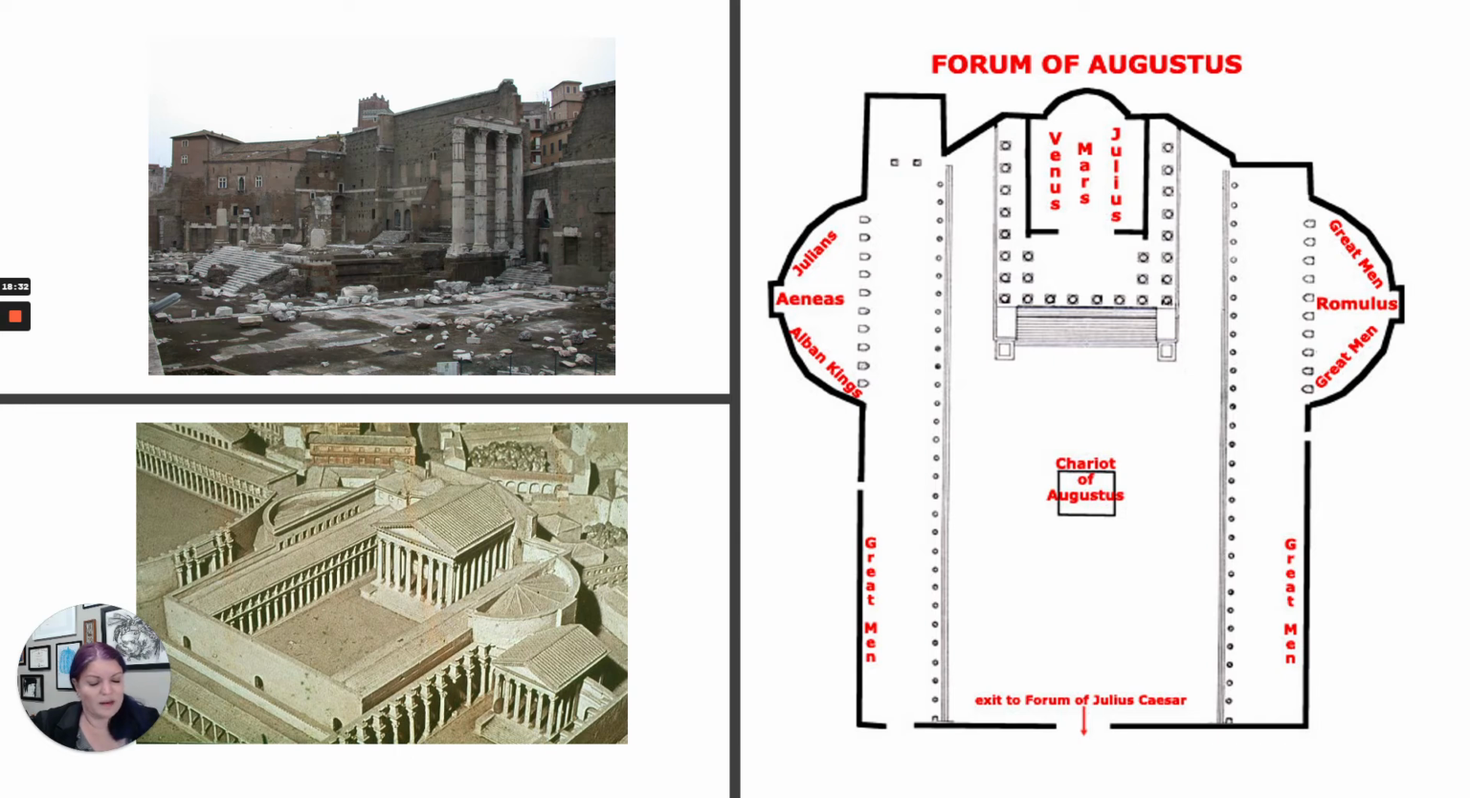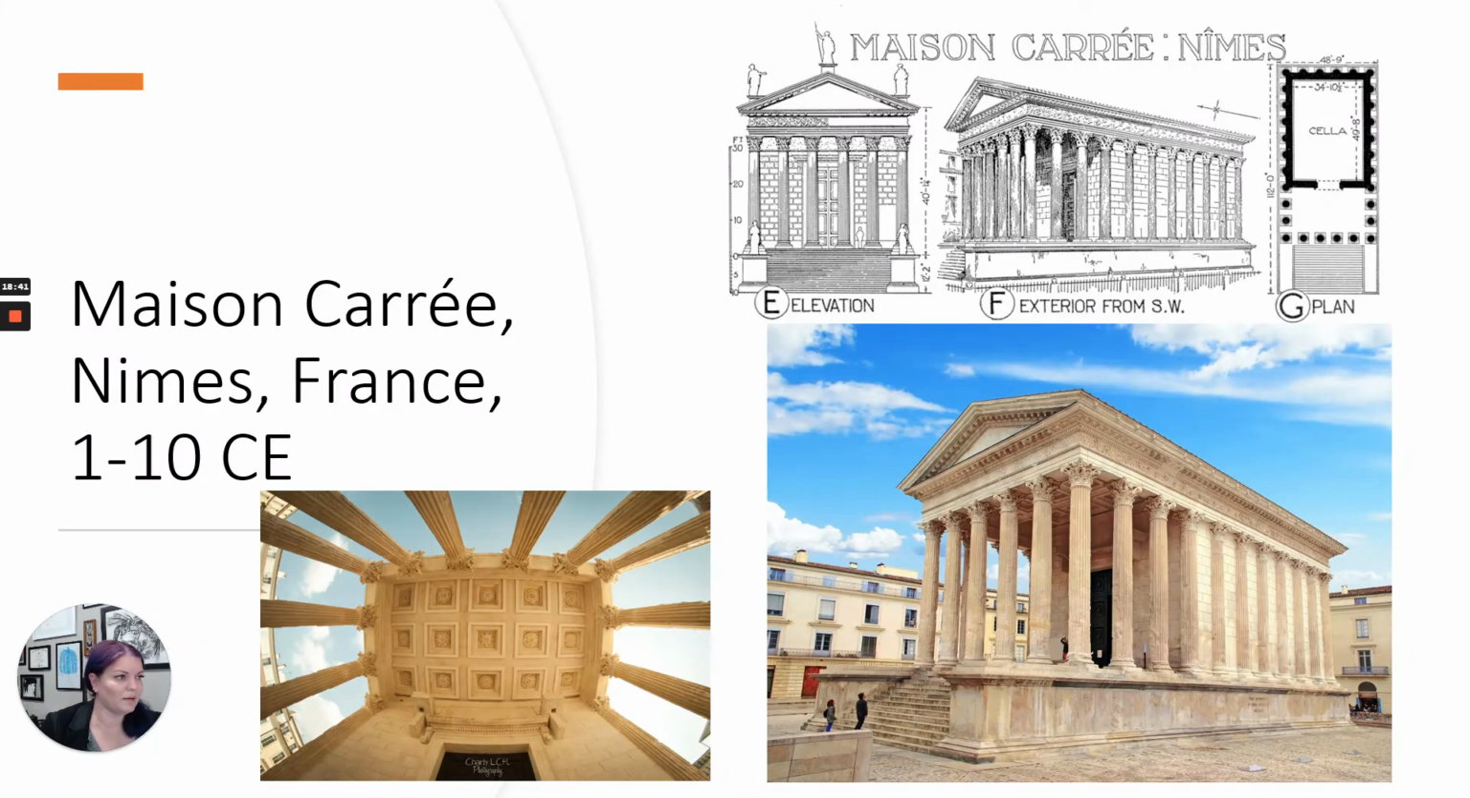It's in ruins today. You can see what's left of it in the image in the upper left corner here, but many of the people who worked on it also worked on this structure in France. So France is part of Rome at this time, and we have Maison Carrée. If you took French, you know Maison Carrée means, maison means house, carré means square, so it is the square house. Super creative name, not really. Okay, so this is in Nimes, France.